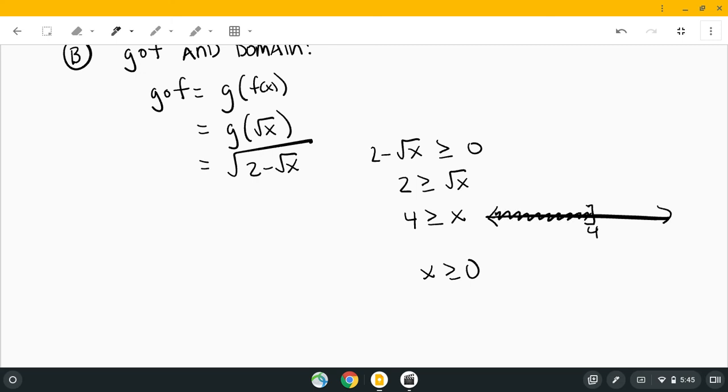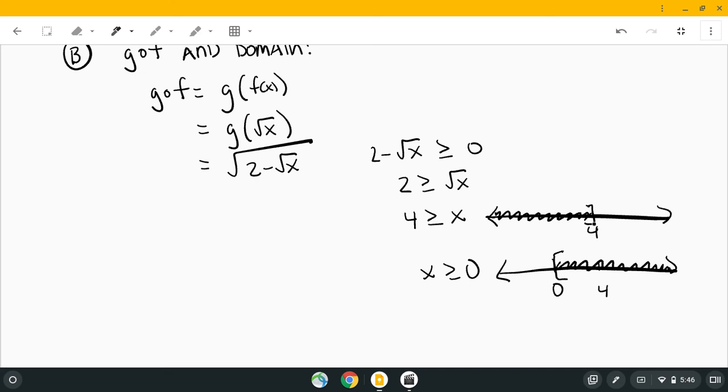And x is greater than or equal to 0. 0 is right around here. Okay, 4 is over here, right? And x is greater than or equal to 0. So this is what it's looking like, right?